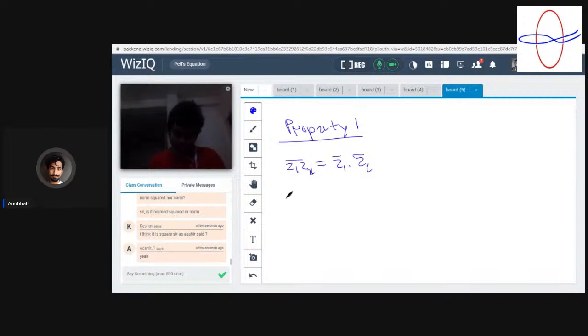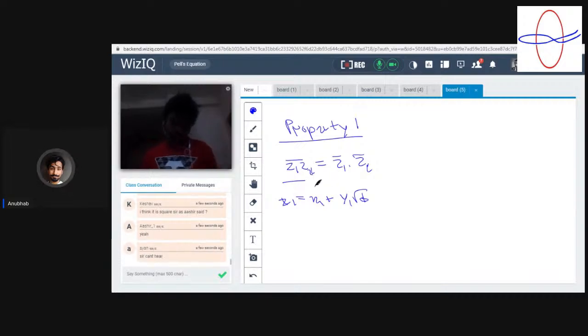This is very easy to prove. You can just say that z1 is x1 plus y1 root d, and similarly z2 is x2 plus y2 root d. Then from the direct definition of conjugate, you can prove this. This is an easy computation, so I'll leave it to you to do it.